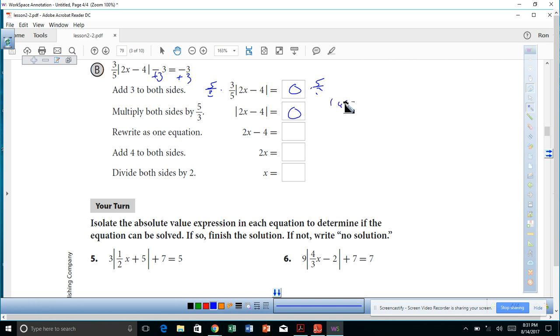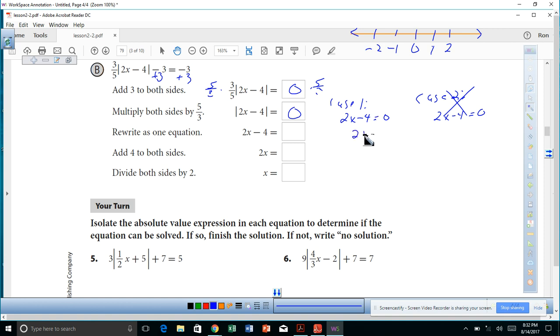If we did case 1, that would be 2x minus 4 equals 0. Case 2 would be 2x minus 4 equals, well, what's the opposite of 0? Look on the number line. Here's your number line. You got 0 here. Well, 1, its opposite is negative 1, right? 2 has an opposite of negative 2. 0 is its own opposite, so we don't have to do it.